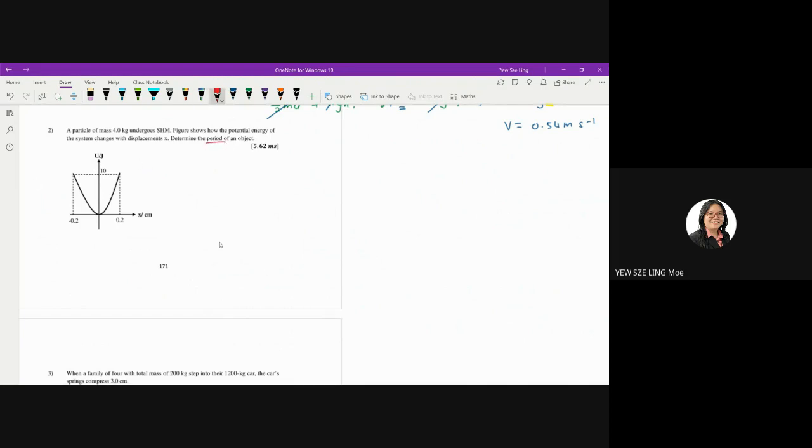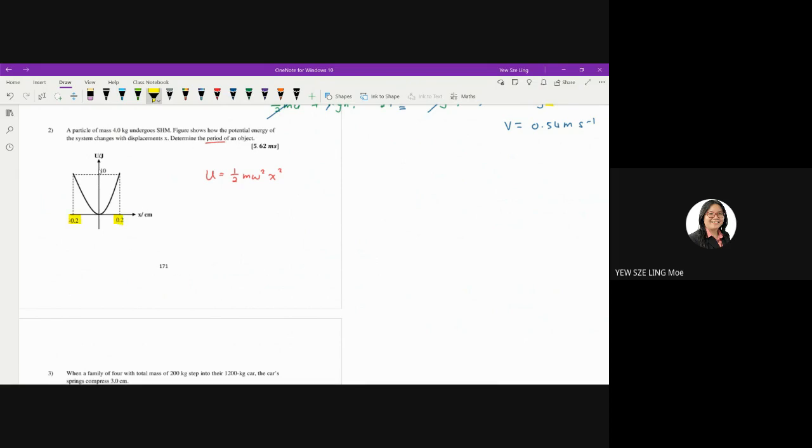But if you look at the equation for U, there's no period. The only thing that we have is just the omega. Therefore, we're going to use the equation with omega. So U equals 1 over 2 m omega squared x squared. If you look at this question, the values given are the values that happen at maximum position.